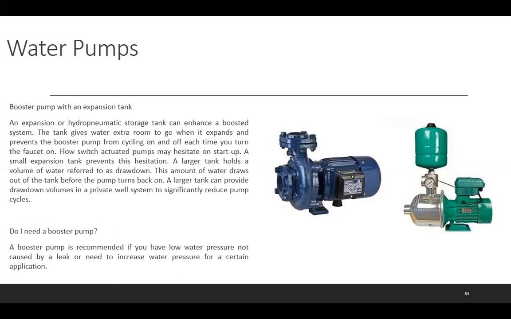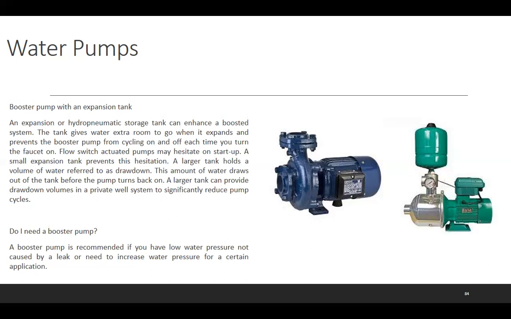Booster pump with an expansion tank. An expansion or hydropneumatic storage tank like a pressure tank can enhance a boosted system. The tank gives water extra room to go when it expands and prevents the booster pump from cycling on and off each time you turn the faucet on.